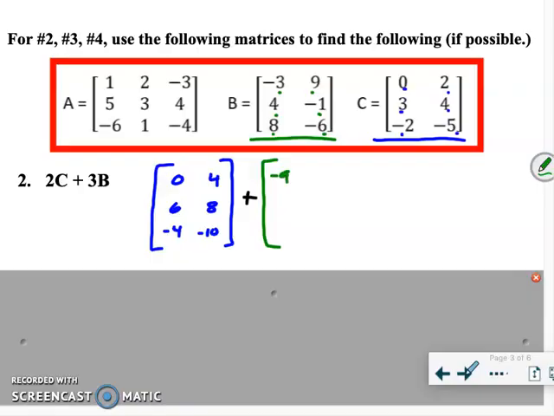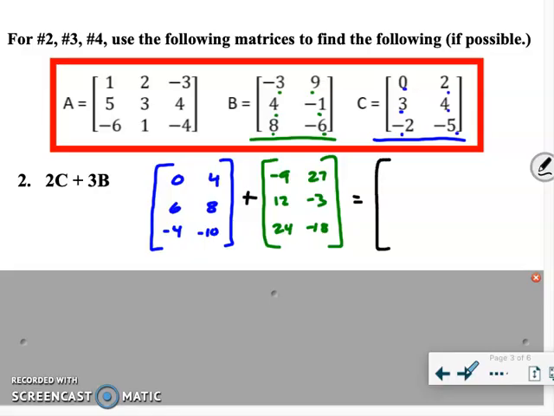3 times -3 is -9. 3 times 9 is 27. 3 times 4 is 12. 3 times -1, -3. 3 times 8, 24. 3 times -6, -18. So the first question that we need to ask ourselves is, can we add these together? And the answer, of course, is yes. I have a 3x2, or plus, excuse me, a 3x2. Both of these matrices have the exact same order, therefore we can proceed and add them together.